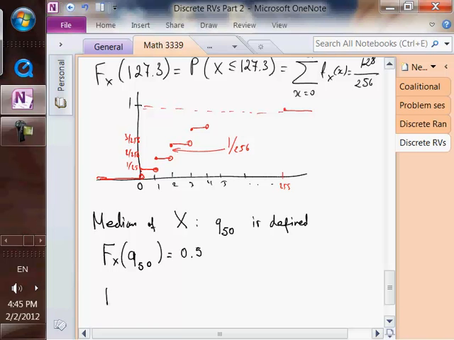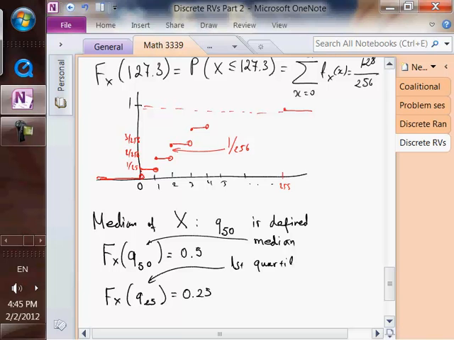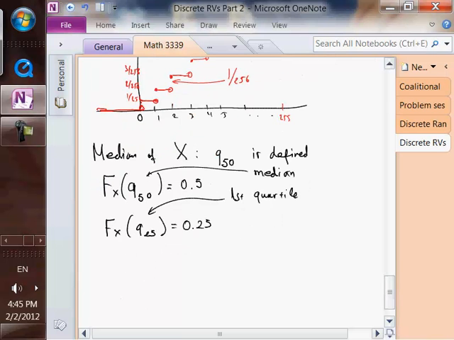And the first quartile, so that's the first quartile. And the third quartile is Q75.